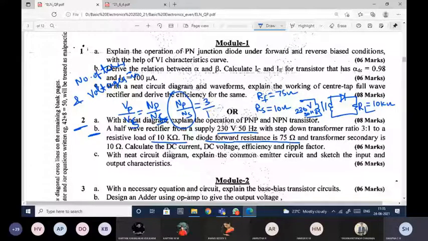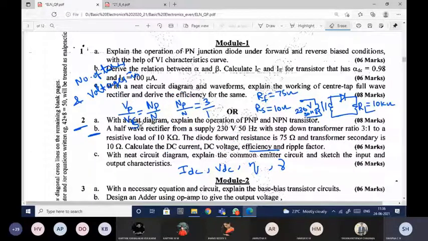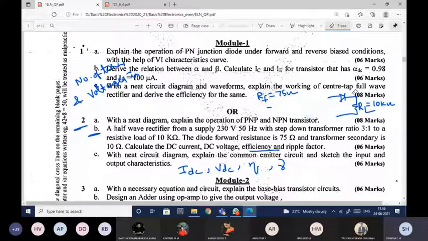Calculate the DC current, that is, I need to calculate IDC. DC voltage VDC. Then the efficiency I need to find. Then the ripple factor. All this I need to find. So we will solve that. Have you all finished writing the question? Yes, ma'am.